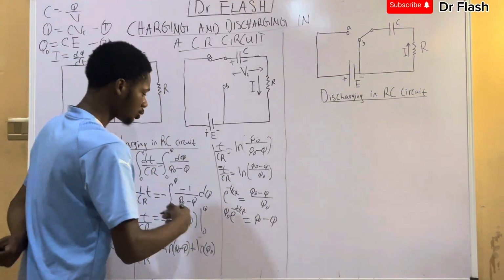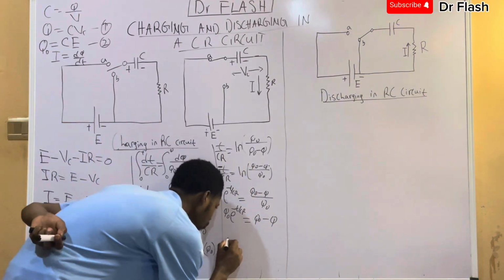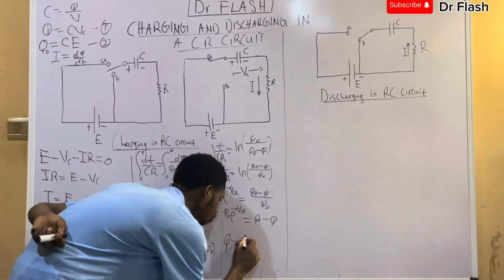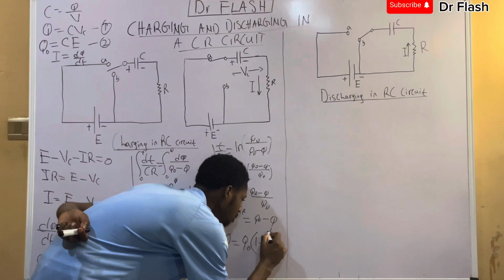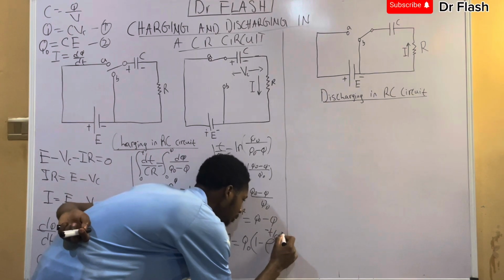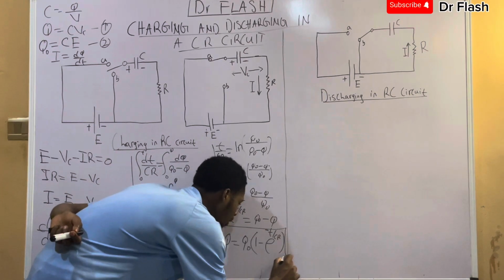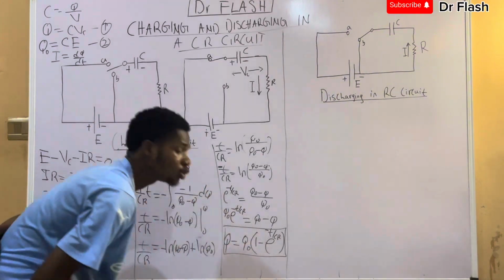Now let's make Q the subject. If I take this onto this side and take this onto the other side, I'm going to have Q equal to, Q naught is constant, bring it out, 1 minus exponential minus T over CR. Now here is the formula for charging a capacitor, where Q is the maximum.